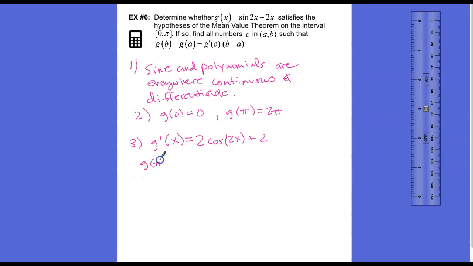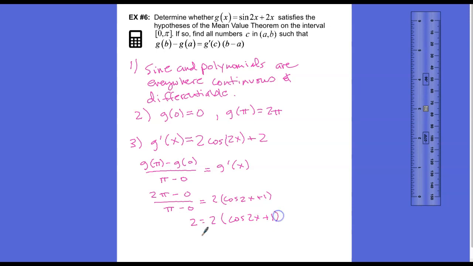Then we have g of pi minus g of 0 over pi minus 0 is equal to g prime of x. So 2 pi minus 0 over pi minus 0 is equal to 2 times cosine 2x plus 1. And 2 pi minus 0 over pi minus 0 is 2 pi over pi. The pi's cancel. We get 2 equals 2 times cosine 2x plus 1. Dividing both sides by 2, we get cosine of 2x plus 1 equals 1.